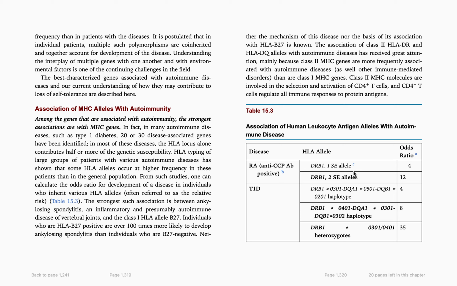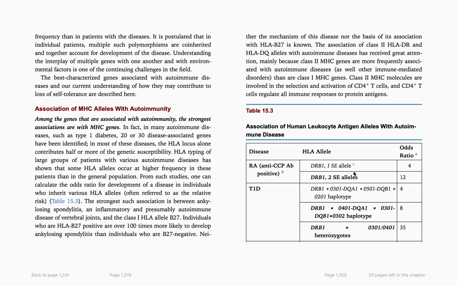From such studies, one can calculate the odds ratio for the development of the disease in individuals who inherit various HLA alleles, often referred to as the relative risk. The strongest such association is between ankylosing spondylitis, an inflammatory and presumably autoimmune disease of the vertebral joints, and the class 1 HLA allele B27. Individuals who are HLA B27 positive are over 100 times more likely to develop ankylosing spondylitis than individuals who are B27 negative. Neither the mechanism for this disease nor the basis of this association with HLA B27 is known.